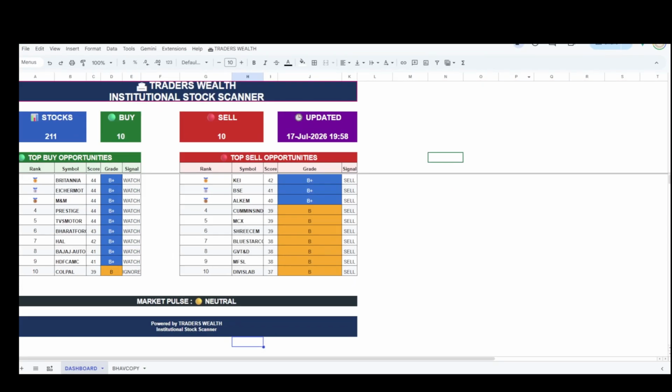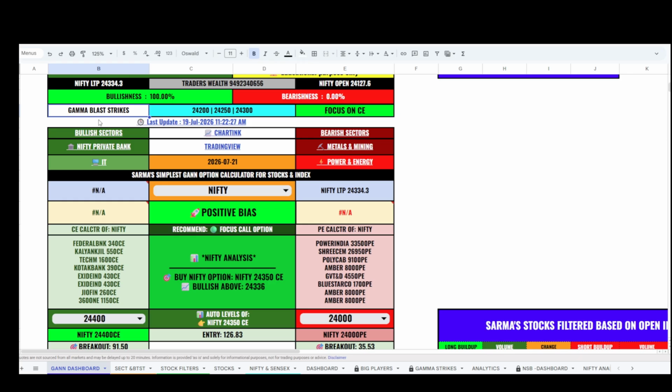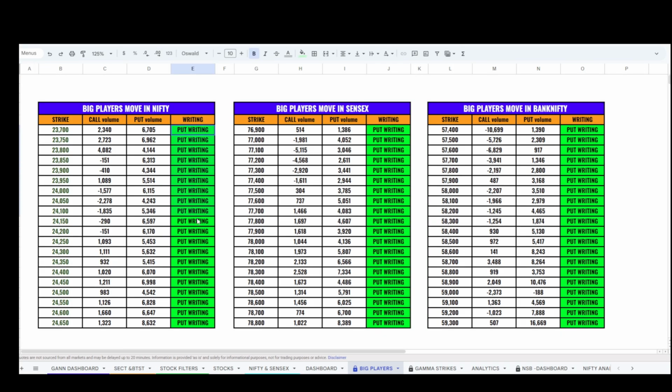Okay, so now we have the sheet. This is the first part. The second part has gamma plus strike prices, which show you the strike prices that institutional people and big traders are interested in. Coming to big traders, we have big players information over here. All the strike prices of put writing are there for all three: Nifty, Sensex, and Bank Nifty. This first part is Nifty, this is Sensex, and this is Bank Nifty.